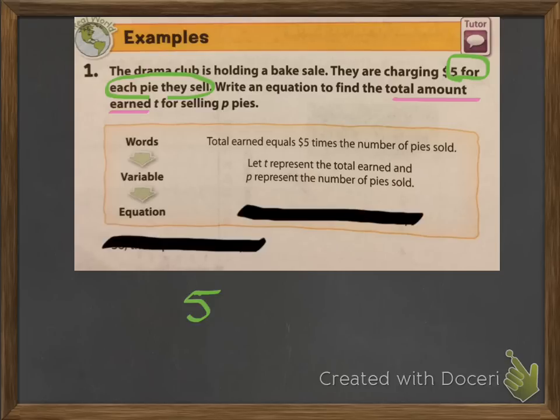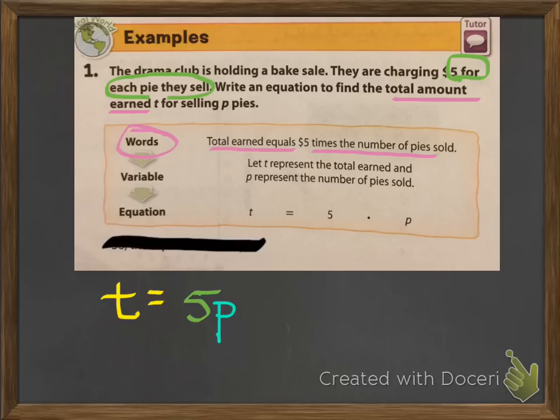So you can see that the total equals, this is how they would like it in words, the total equals 5 times the number of pies sold. So then let T represent the total earned and P represent the number of pies sold. So then you would come up with T equals 5P. Okay, let's see what they got. T equals 5 times P, which is T equals 5P.